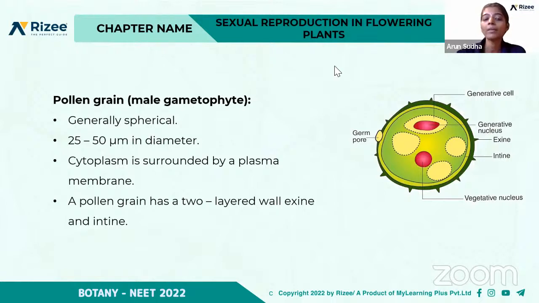Okay, so now we'll see the structure of the pollen grain. The pollen grain is now released, right? The pollen grain is generally spherical in shape, and the diameter is about 25 to 50 micrometers. The cytoplasm is surrounded by a plasma membrane, and it has a two-layered wall, the exine and the intine. The outer layer is the exine and the inner one is the intine. So we'll see the structure of the pollen grain.